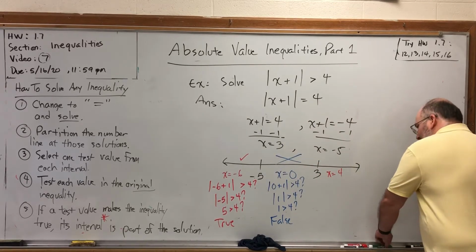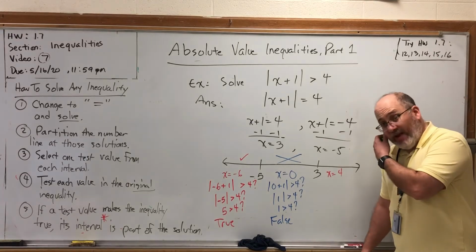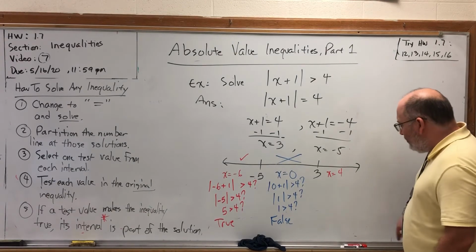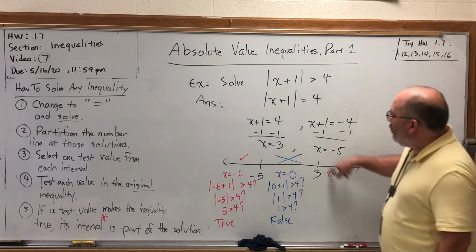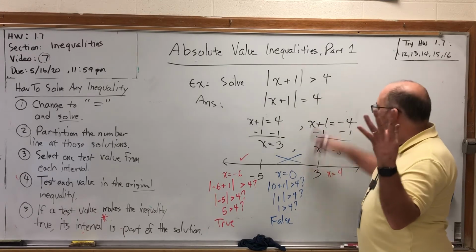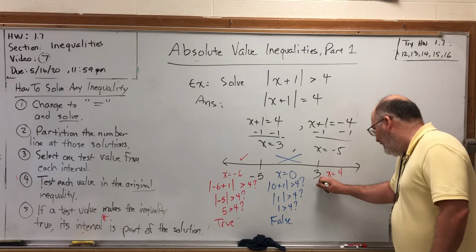And then lastly, for x equals 4, and by the way, you can check these verbally or mentally. You don't have to write it all down. I'm doing that for instructional purposes. If I were doing this just on the homework, I would grab this 4 and think 4 plus 1 is 5, absolute value of 5 is 5, which is greater than 4. It's true. But for instructional purposes, I'll write it down.